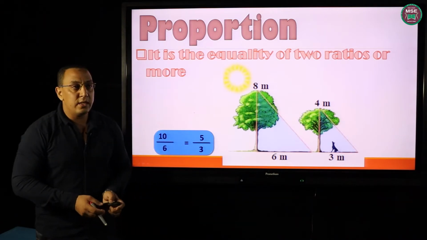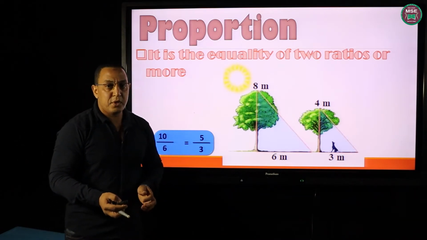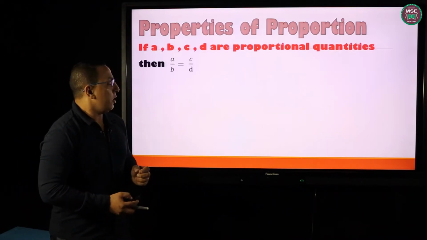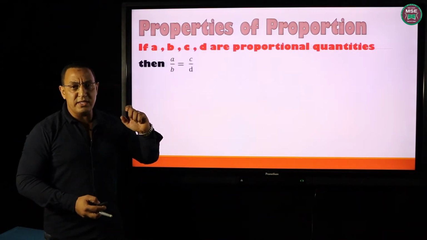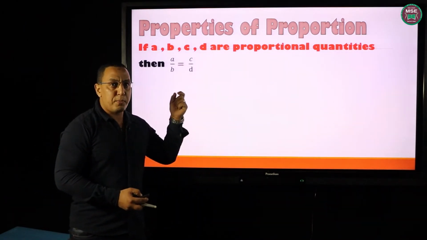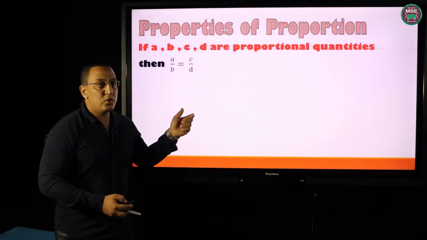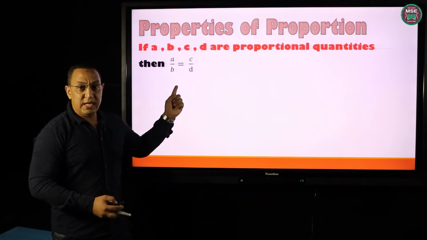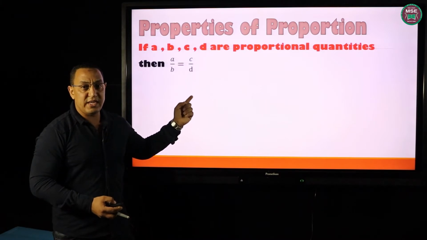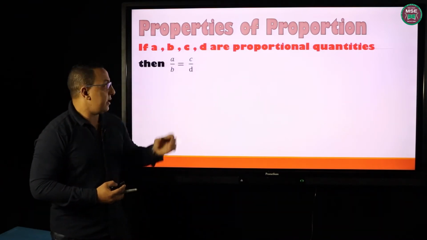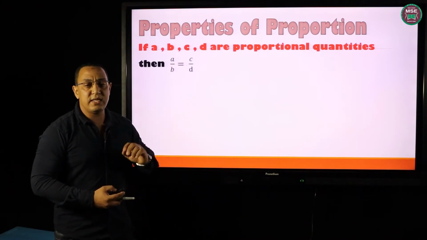Now let's study the properties of the proportion. The first property: if we have quantities A, B, C, and D, and they are proportional like this, I can write them in the form of ratio, A over B equals C over D. Again, if A, B, C, D are proportional, then A over B equals C over D.